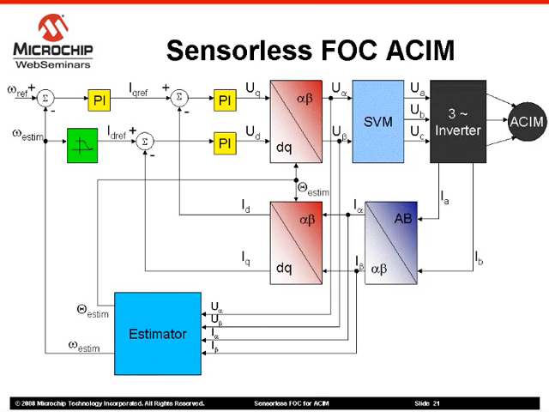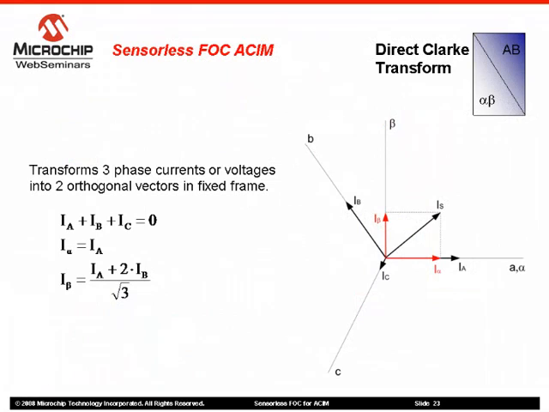From V alpha and V beta, a modulation technique called space vector modulation, or SVM, is used. SVM transforms the fixed stator reference frame voltages to signals that drive the power inverter. The first block to be described is the Clark transform, highlighted in the figure. The Clark transformation block converts the phase currents to the fixed stator reference frame. The equations describing the transformation are based on the fact that the sum of the three phase currents is 0.